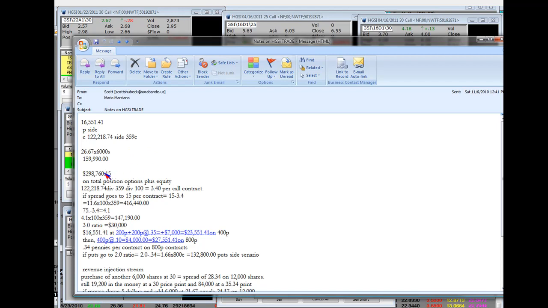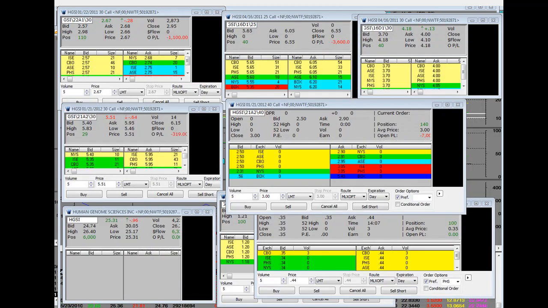The total position I'm seeing here is, and these are just notes, $298,765 on the total position plus equity. When we took the cost of $122,218 divided by 359, divided by 100, that equals 3.40 per contract. That's a 3.4 ratio. It's the total net ratio of all of the calls that we explained over here.